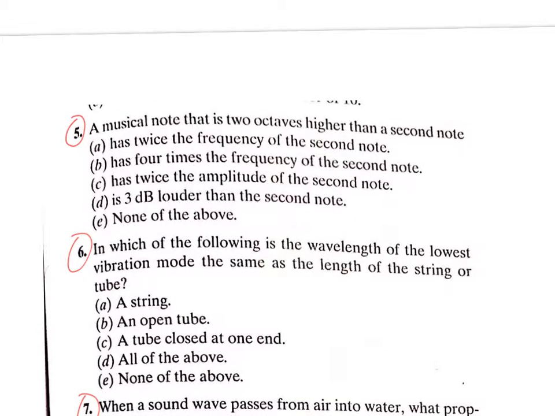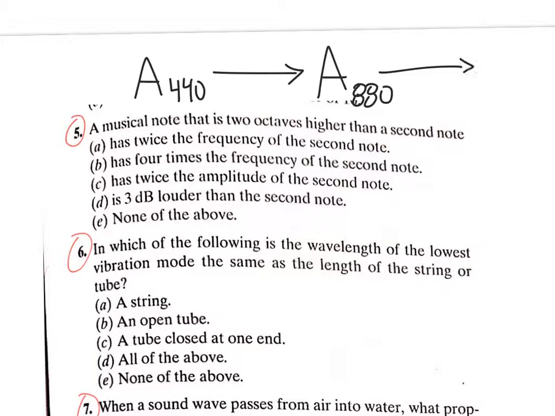5. Musical note that is 2 octaves higher than a second note. So 2 octaves. We play A, 440 hertz. The next octave above is still going to be an A note, but it's going to be double the frequency. And we play another octave above, and it would be twice that. So we would have 4 times the frequency. So there we go, 4 times. Because we double and then double the double.